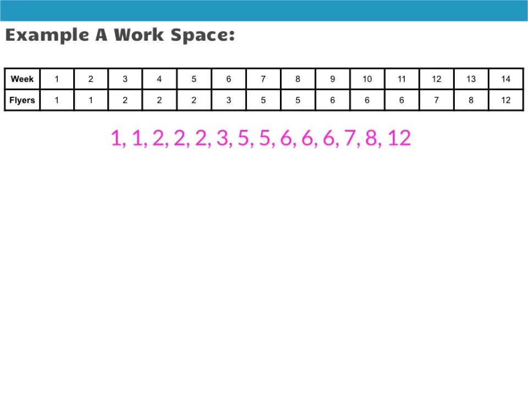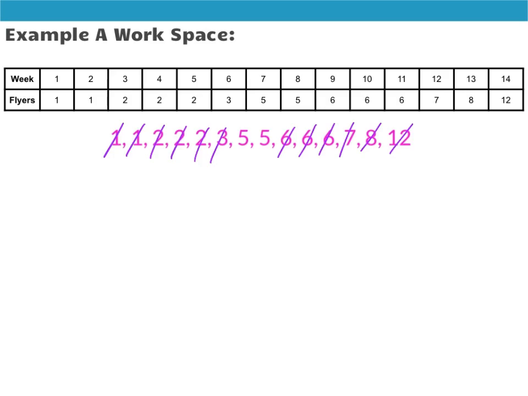Now that we've got our data in numerical order, the first thing that we need to do is find the median. To find the median, we're going to cross off our data from both sides until we have one number left in the middle, or if we have an even amount of numbers, we have to take the two numbers in the middle, add them up and divide by 2 to find the mean. So crossing off from the outsides, we've got a 1 and a 12, 8 and 1, 2 and 7, 2 and 6, 2 and 6, 3 and 6, and oh no, we have 2 numbers in the middle because we have an even amount of data here, as we have 14 weeks.